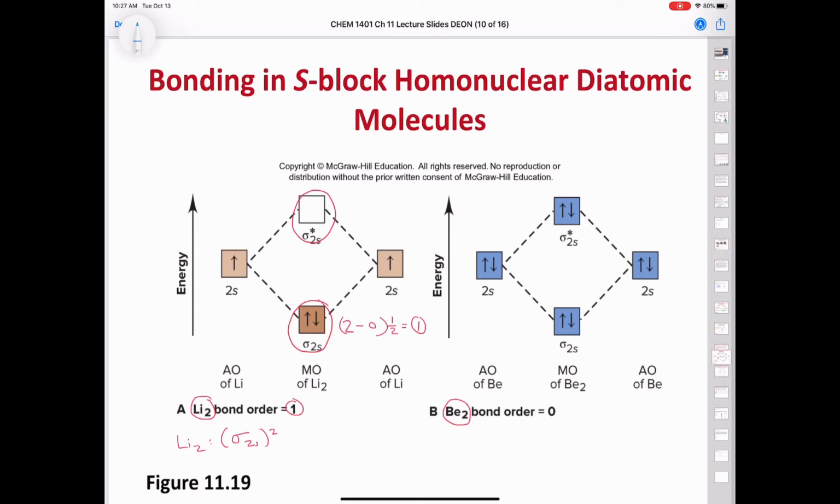In diberyllium, the four valence electrons fill both the sigma 2s and the sigma star 2s, so both the bonding and the antibonding are filled. And so our bond order is going to be 2 electrons in our bonding molecular orbital, subtract 2 in our antibonding, multiplied by a half, which gives us a bond order of 0. And so diberyllium has never been observed.